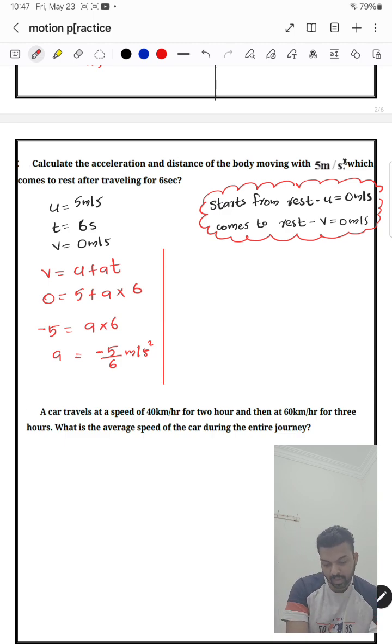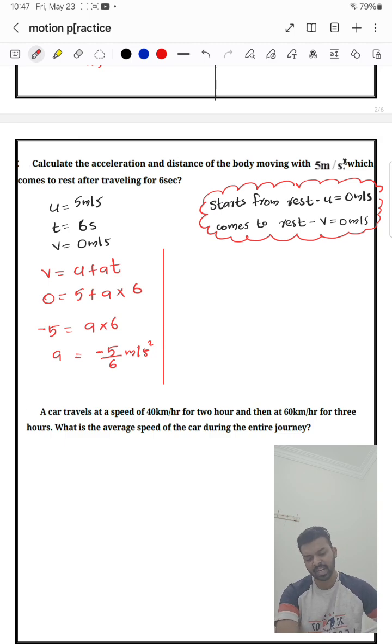So what is the next thing you have to find here? You have to find the distance of the body. Okay, so which equation can be taken? See, here we have u, t, v, everything. So you can use the first equation or the second equation, both are fine.